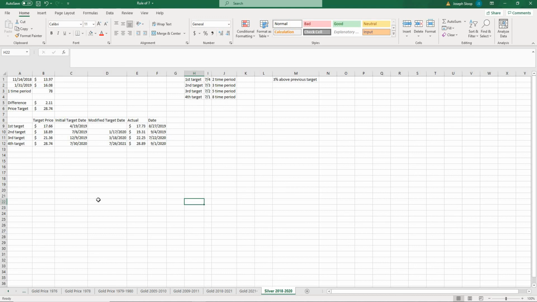Now, just to give you one more buffering piece, I did a calculation based off of silver's bull market run in 2018 and 2019, and you can see here how it scarily predicted silver's rise in price. Apparently the pandemic didn't really affect it all that much. I mean, look at this. It predicted that silver would top off at $28.74 on July 30th, 2020, and silver did that on September 1st, 2020. So it was off by about a month.